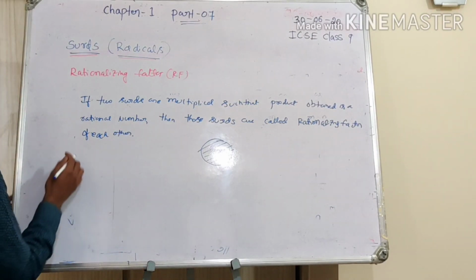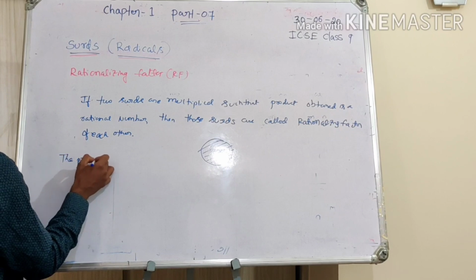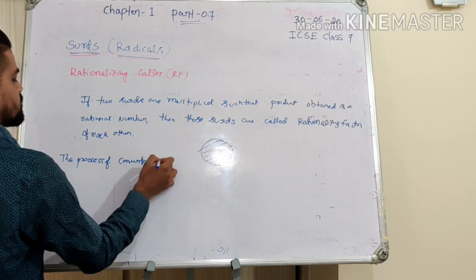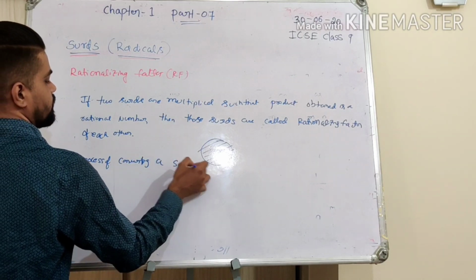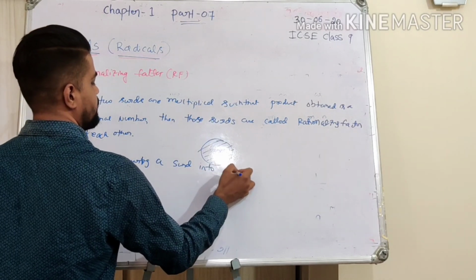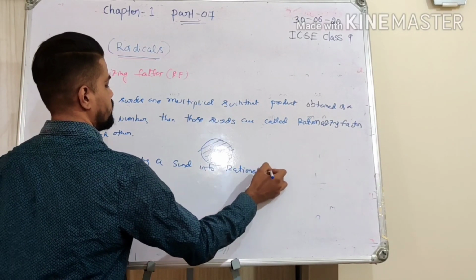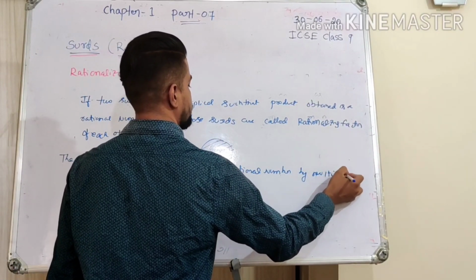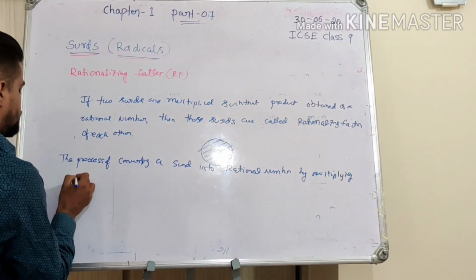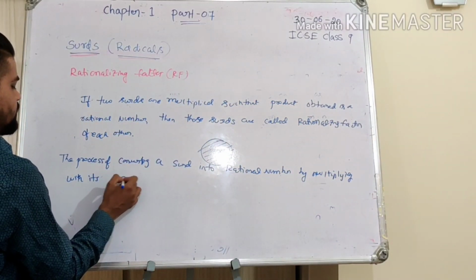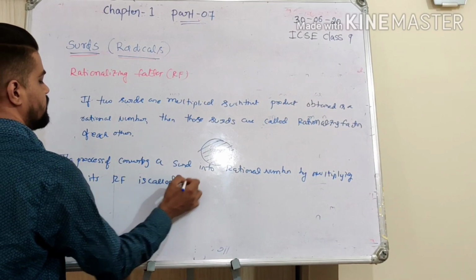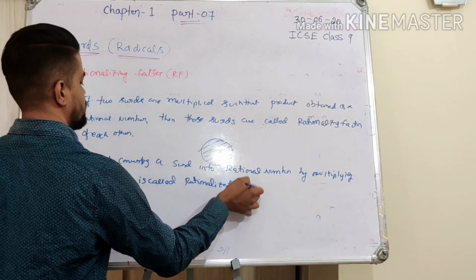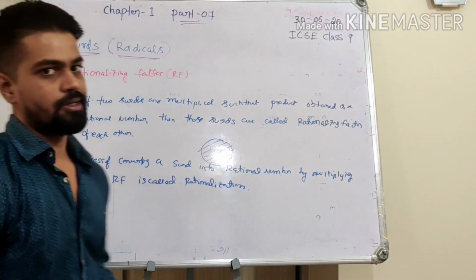And the process of converting a surd into a rational number by multiplying with its rationalizing factor is called rationalization. This is very important for doing operations on surds.